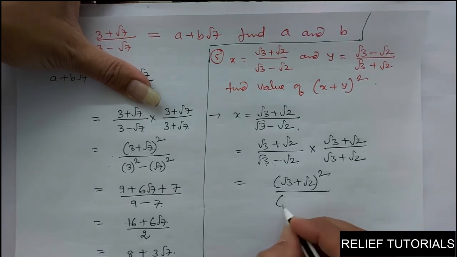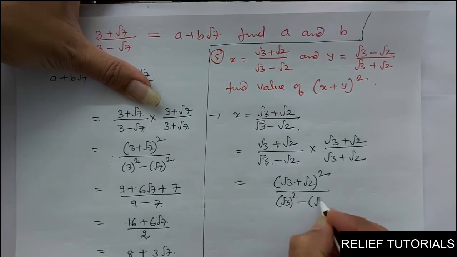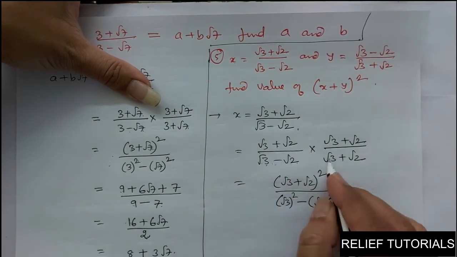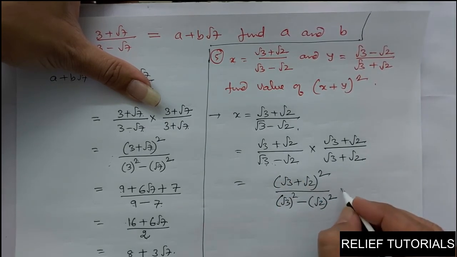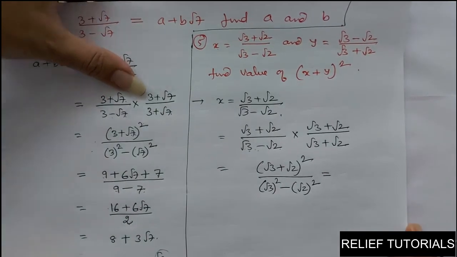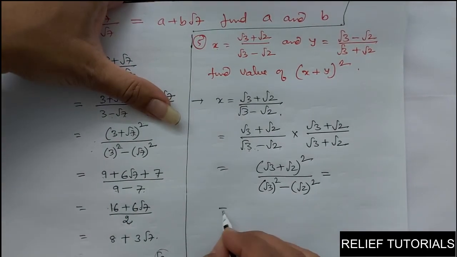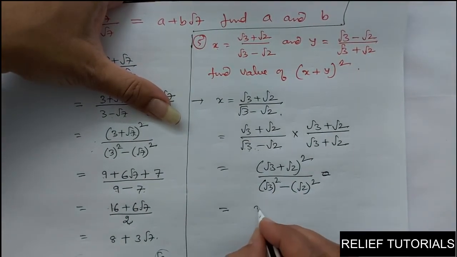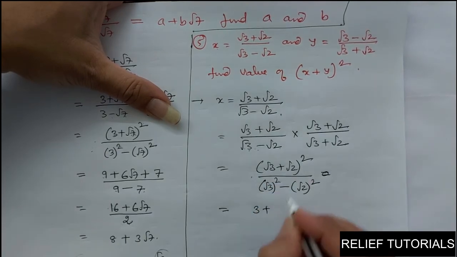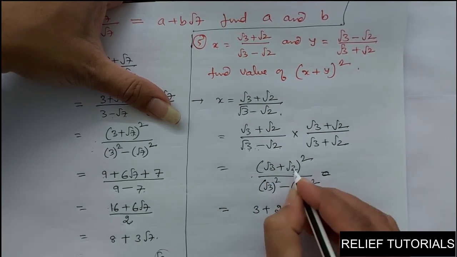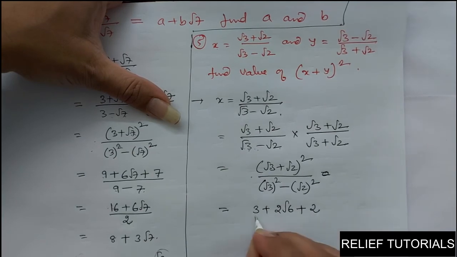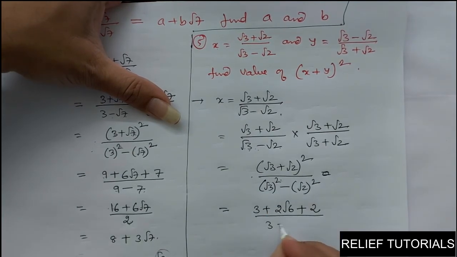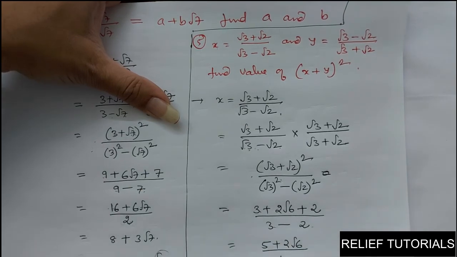Clear? So what will you write? (√3) the whole square minus (√2) the whole square, since (a − b)(a + b) is a² − b². Now √3 the whole square is 3, plus 2 into √3 into √2, which is 2√6, plus √2 square, which is 2, upon 3 minus 2. So 3 plus 2 is 5, plus 2√6, upon 1.